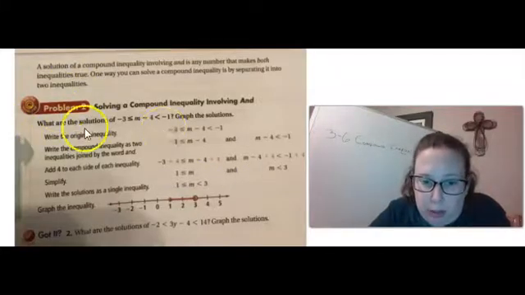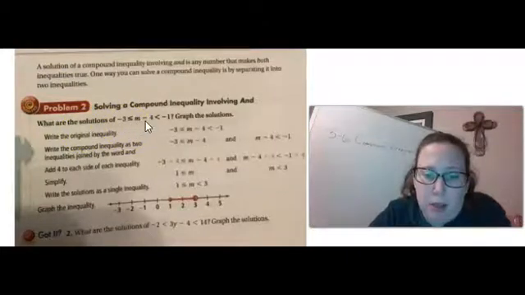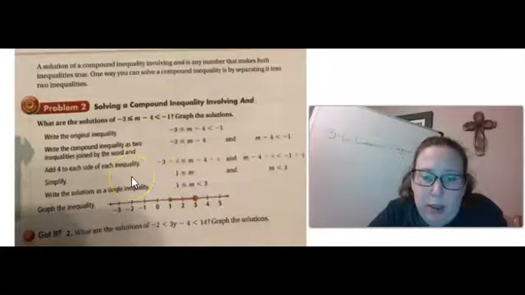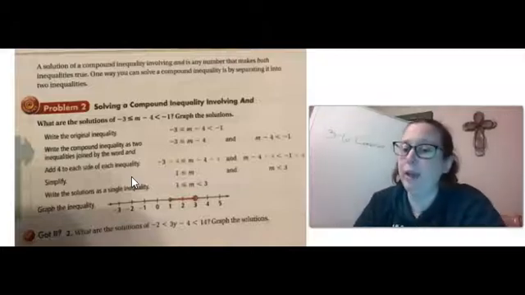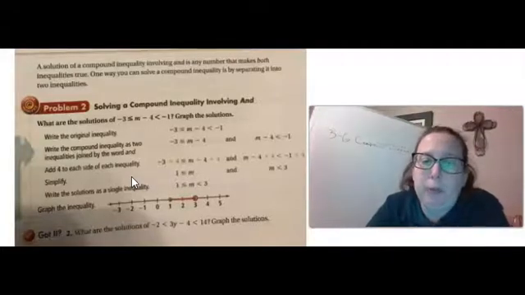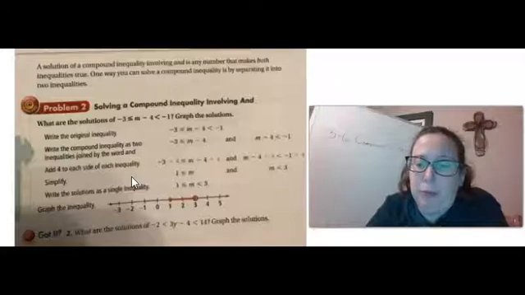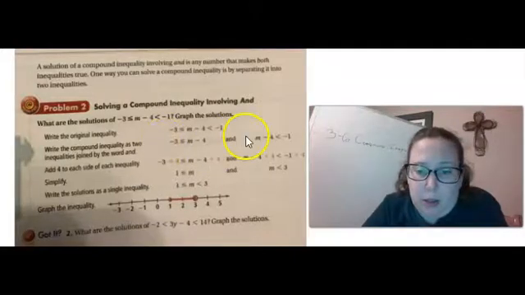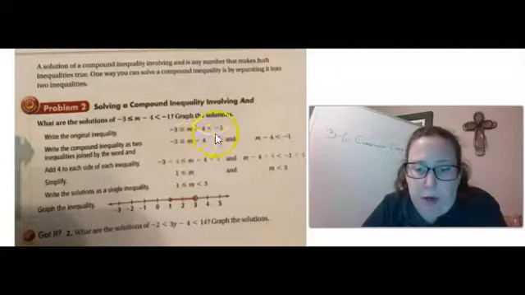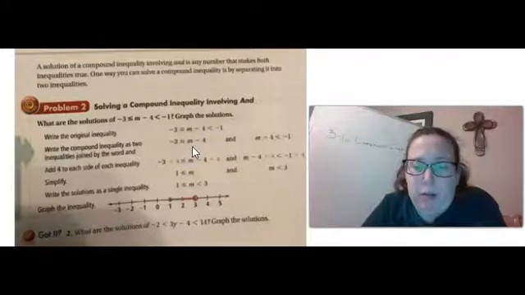So our inequality that they give us here is -3 is less than or equal to m minus 4 is less than -1. When they solve this, remember when you're solving any equation or inequality, your goal is to isolate that variable. So when we look at this compound inequality, we can see that m minus 4 is in the middle here, and we want to get m by itself. So if we have m minus 4, then we are going to add 4.